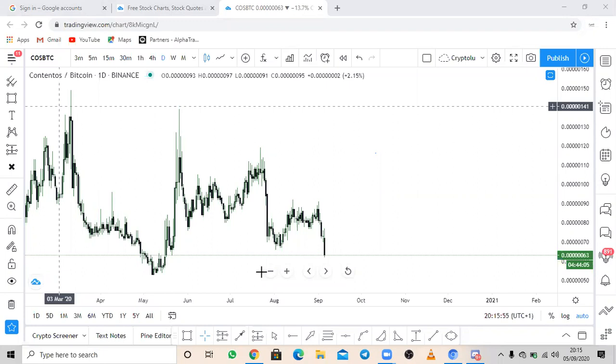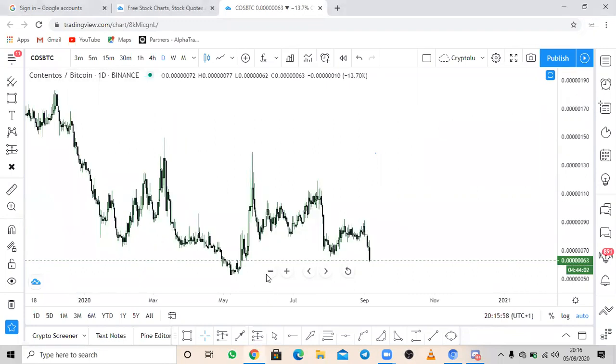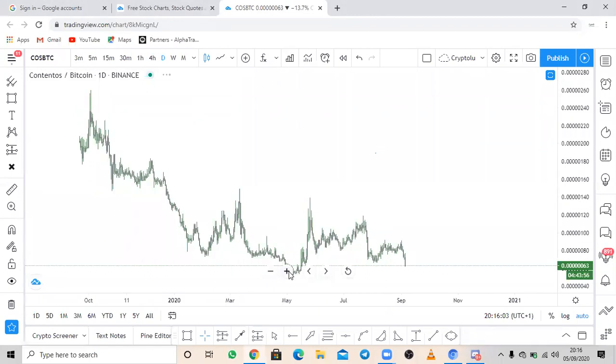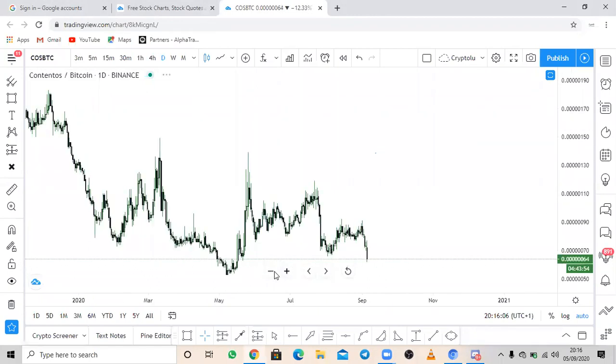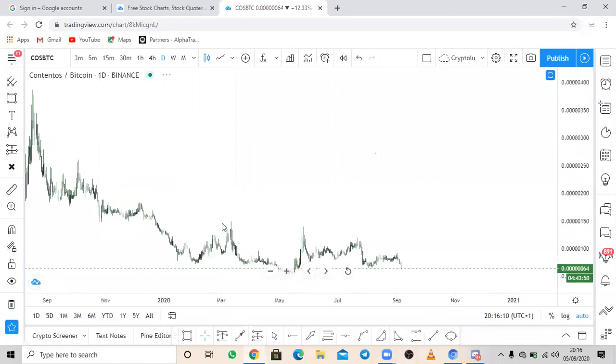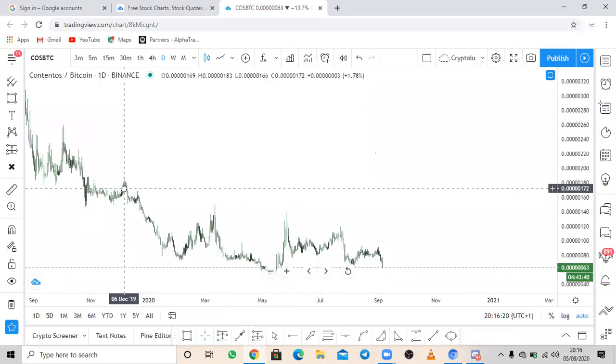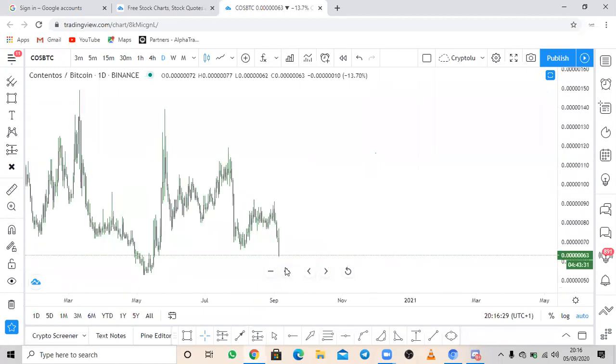Okay, let me zoom out. So from COS BTC, we have a downtrending resistance trend line again. The reason why I use trend lines a lot is because my trading strategy revolves around trend lines, support and resistance, and a number of other things, and the RSI too.